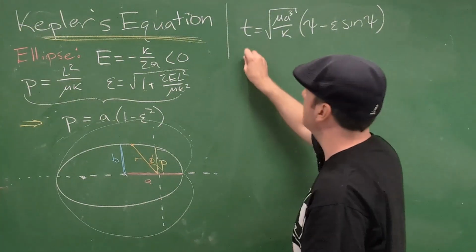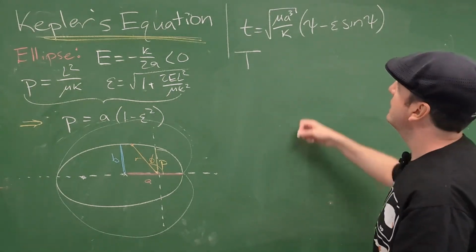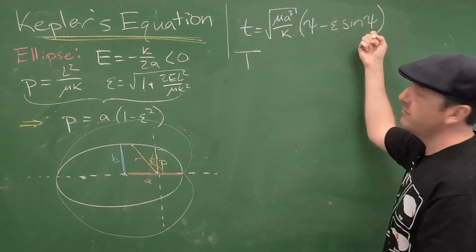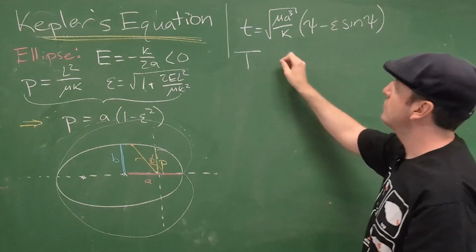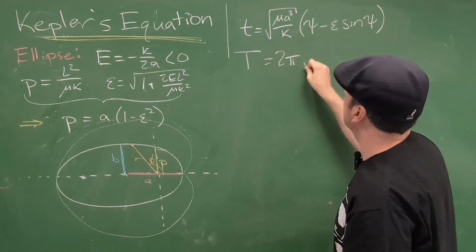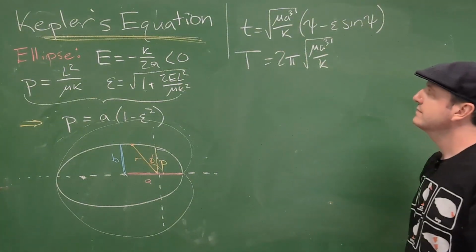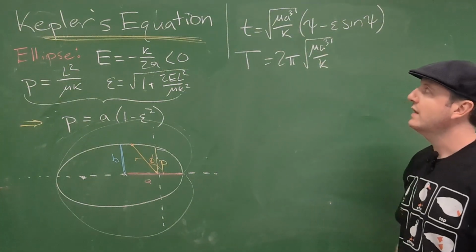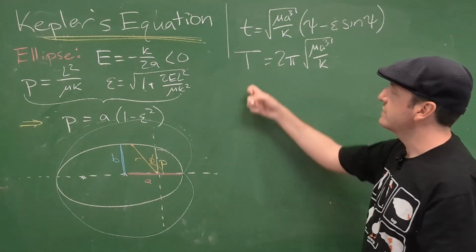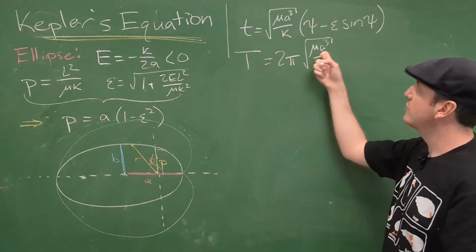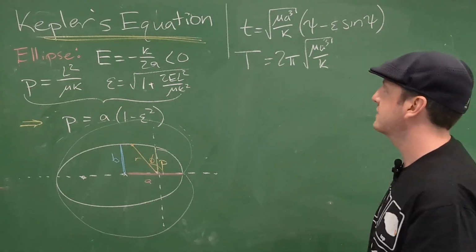In other words, the period, the total time to go through one full elliptical cycle, is going to be this times psi plugged in as 2 pi. But sine of 2 pi is 0, so I just get 2 pi times this square root. We have just recovered Kepler's third law, that tells us that the period of an elliptical orbit is proportional to the 3/2 power of its size, or its semi-major axis.